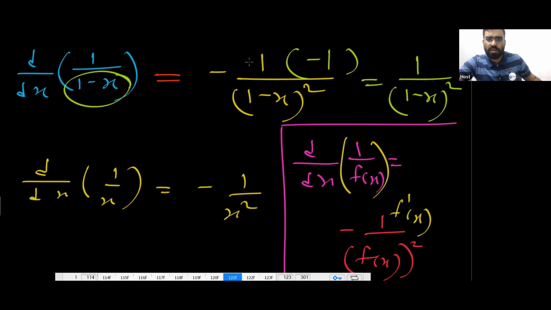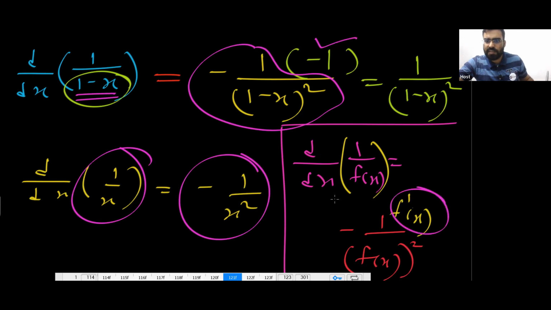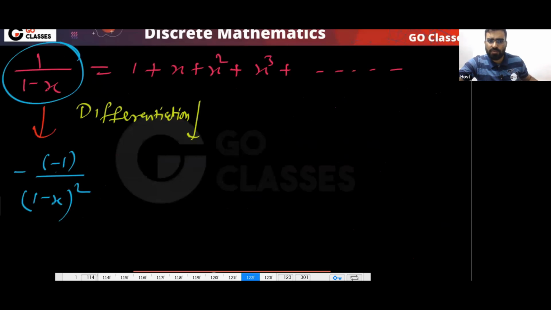So this is what we are doing. First we are doing minus 1 upon (1 minus x) square, for example, similar to this. Then we are doing the differentiation of 1 minus x, so like this f dash x. So if you do the differentiation, you will get this statement: 1 upon (1 minus x) whole square.